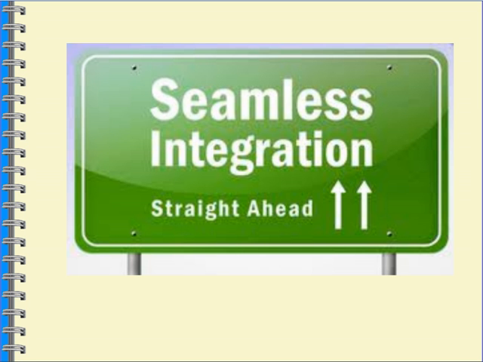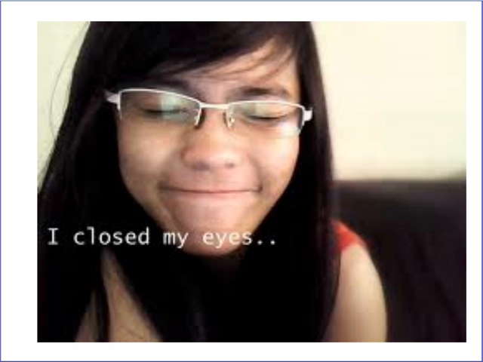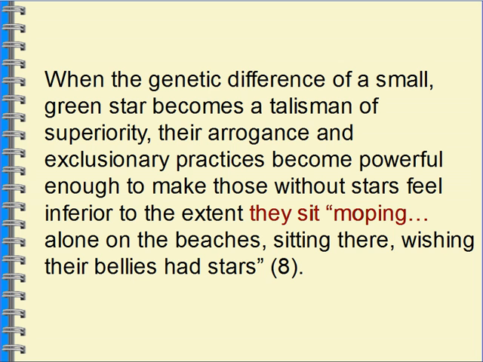So close your eyes and listen to this sentence and see if you can hear where the quotation marks are. When the genetic difference of a small green star becomes a talisman of superiority, their arrogance and exclusionary practices become powerful enough to make those without stars feel inferior to the extent they sit moping alone on the beaches, sitting there wishing their bellies had stars. Could you hear it? Here, look. Is that where you thought maybe the quotations were?